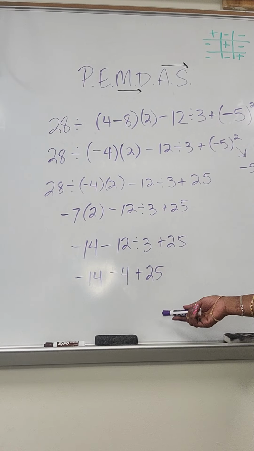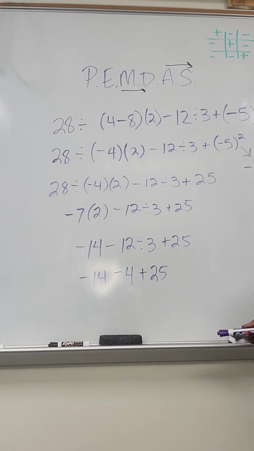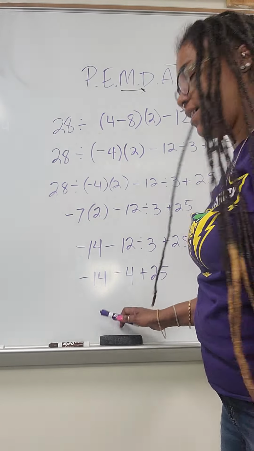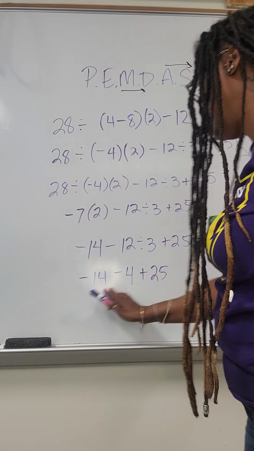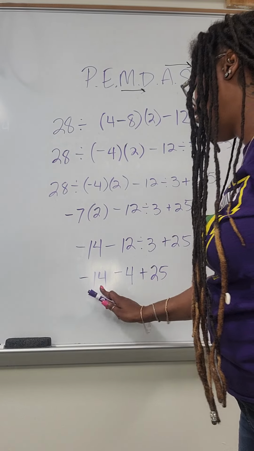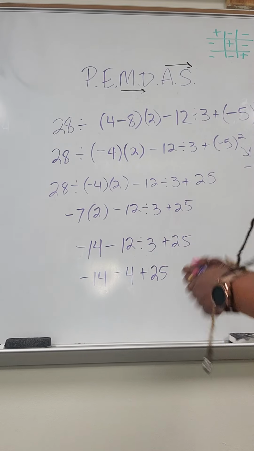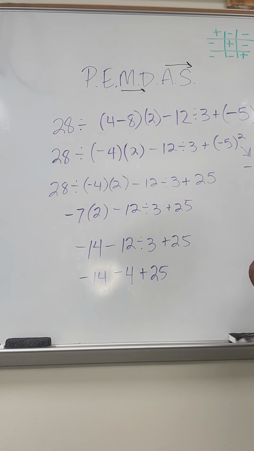So I like to do my adding and subtracting as if I was on a number line, right? But these are big numbers. I don't have a number line out there. So, of course, you would just do these two first. -14 minus 4.